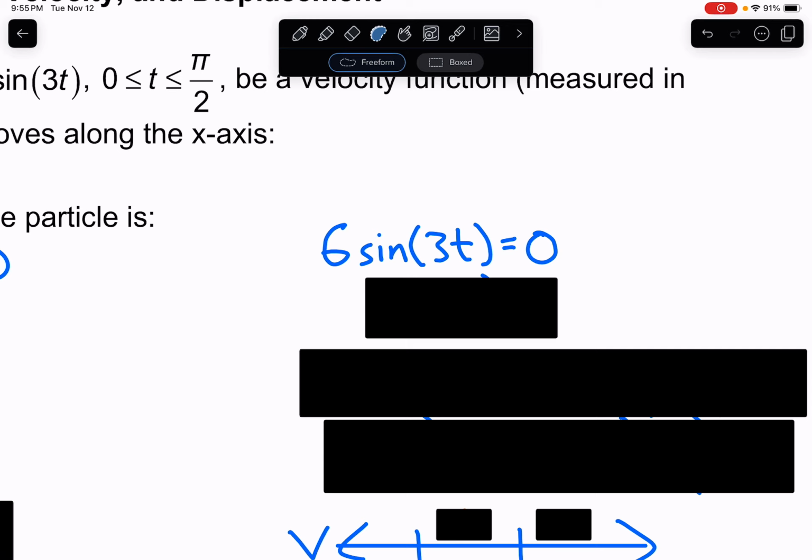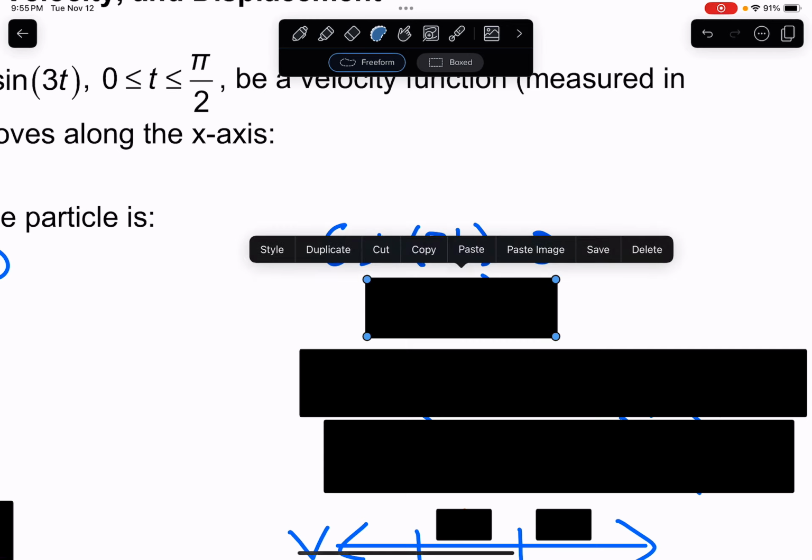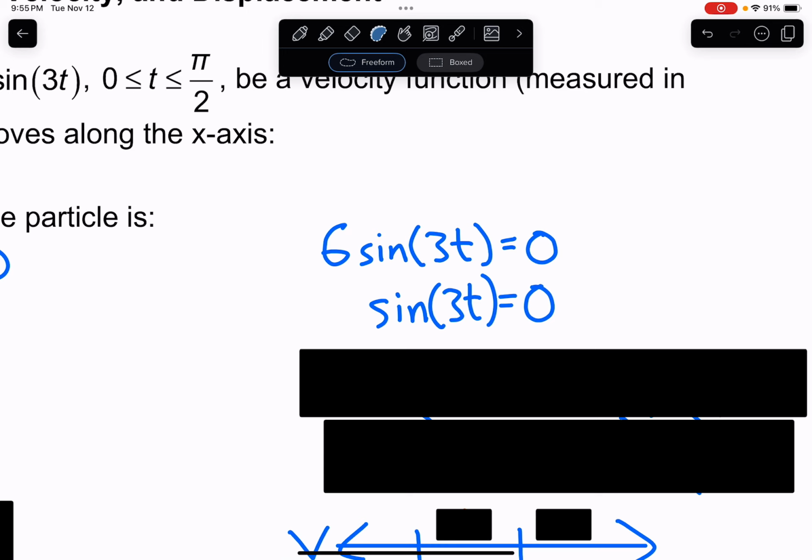6 sine of 3t, set it equal to 0. First step, divide everything by 6. You get sine of 3t equal to 0. And now let's think back to what we did in trig, right? We're trying to set sine equal to 0. So what are the values of 3t so that when we take the sine of it, we get 0?